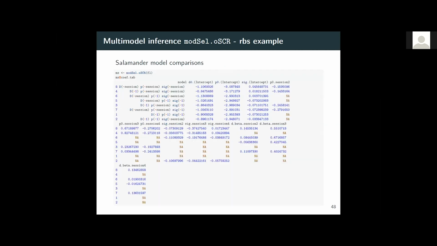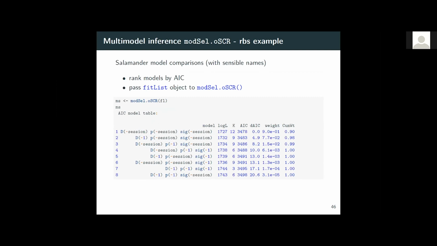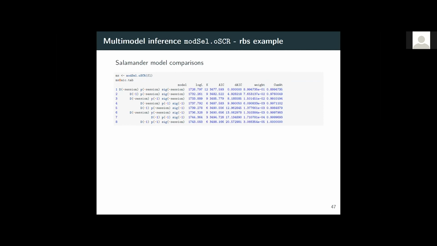So we can actually look a little bit deeper. When you type out the name of this mod cell object, it will just spit out a nice neat table. But if you want, for example, numbers to a few extra decimal places, you can actually extract the AIC table from this. So you just have a little bit more information there.